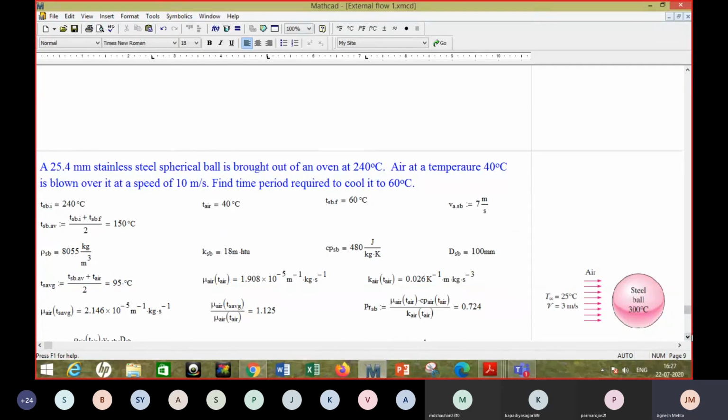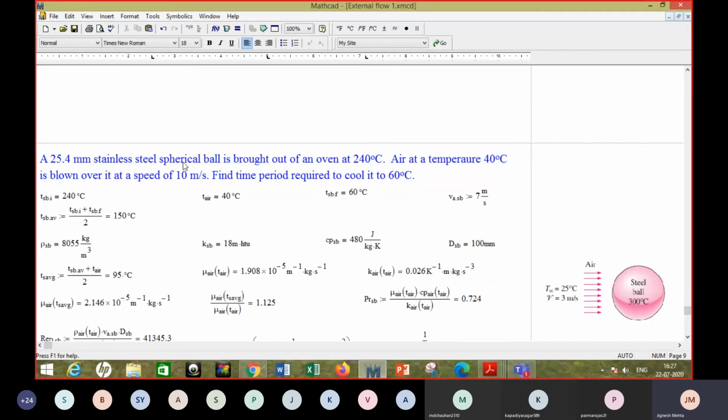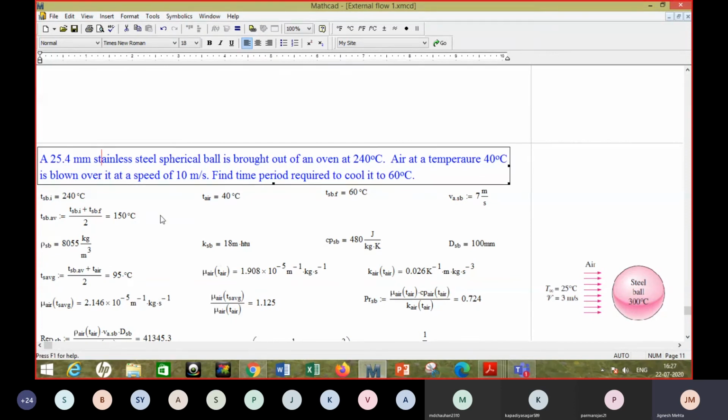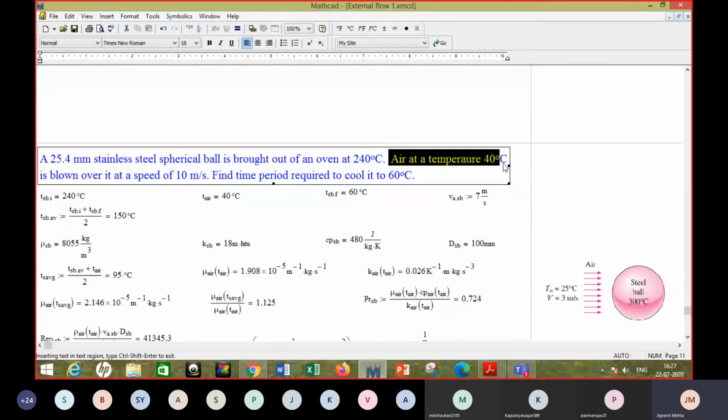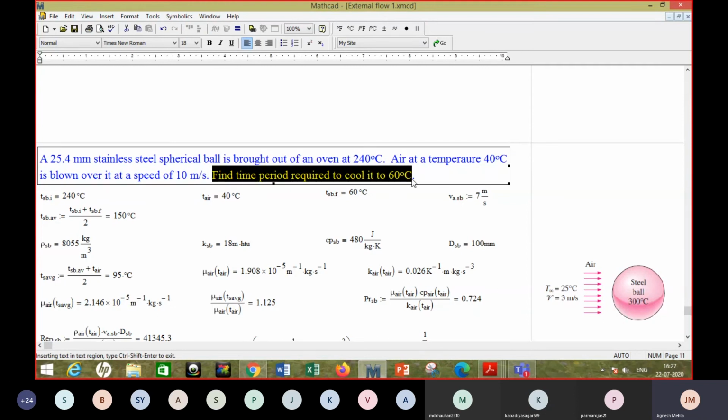So one such example is taken here. There is a sphere of 25.4 mm diameter, and for some purpose it is heated up to 240 degrees Celsius in an oven, and then you are taking it out and blowing air over it. That air temperature is 40 degrees Celsius, and you are blowing it at a velocity of 10 meter per second, and you are interested in getting the time to cool it to 60 degrees Celsius.